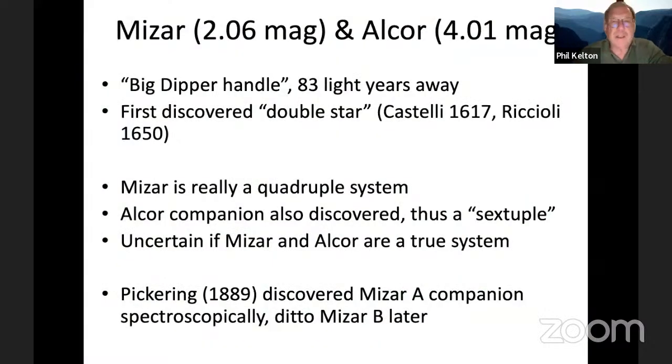And it's also a fairly nearby star, about 80 light years. And it was the first discovered double star back in the 1600s. And it's more than meets the eye because it's really a quadruple system. And Alcor, which may or may not be in the Mizar system, may also be a double. If it is, it could be as much as a sextuple star, a star with 6 elements. I think the jury's still out, as far as I know, on just exactly how many stars are in that system.